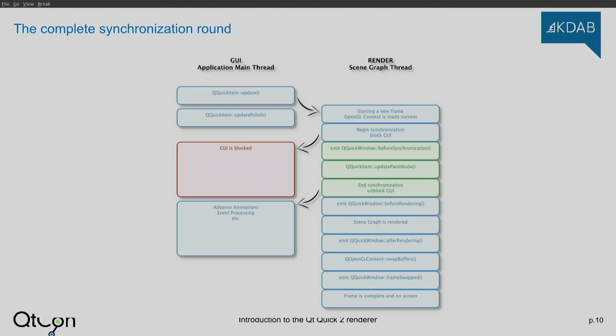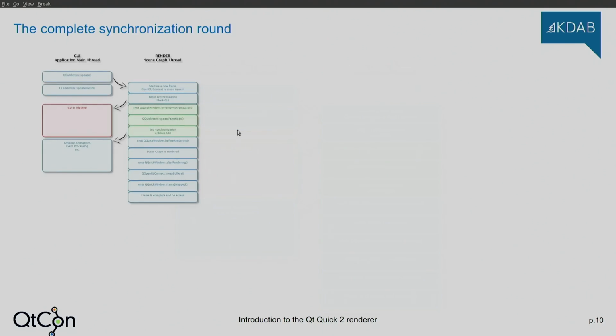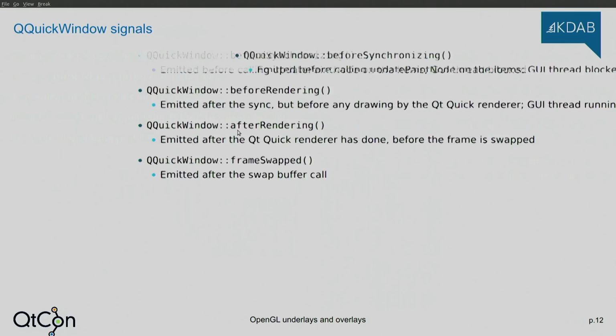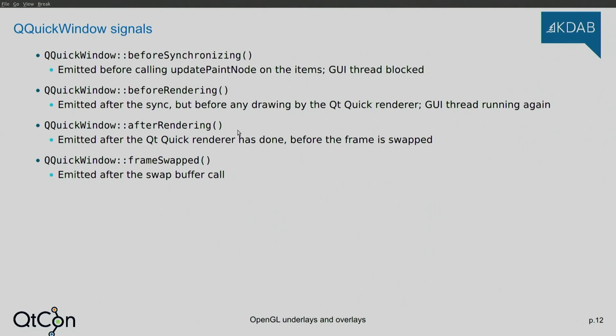So what are these signals? Let's see them in a bit more detail. Actually, here we go. The most used ones are these four here: QQuickWindow beforeSynchronizing, beforeRendering, afterRendering, frameSwapped. These signals are emitted respectively before starting the synchronization process itself. So the GUI thread gets blocked, but I did not do anything at all in terms of calling updatePaintNode.